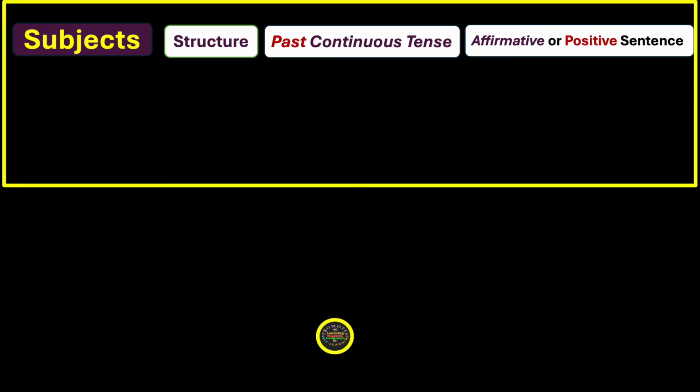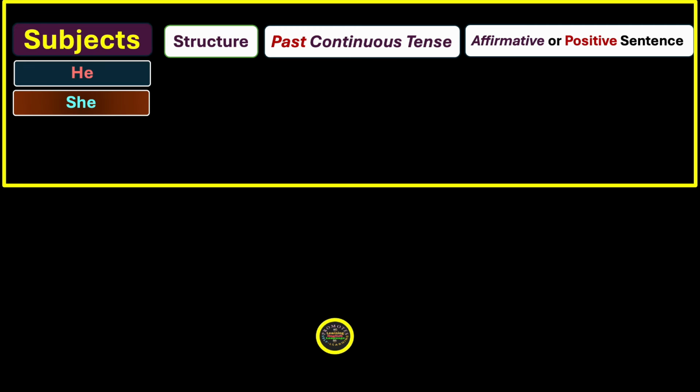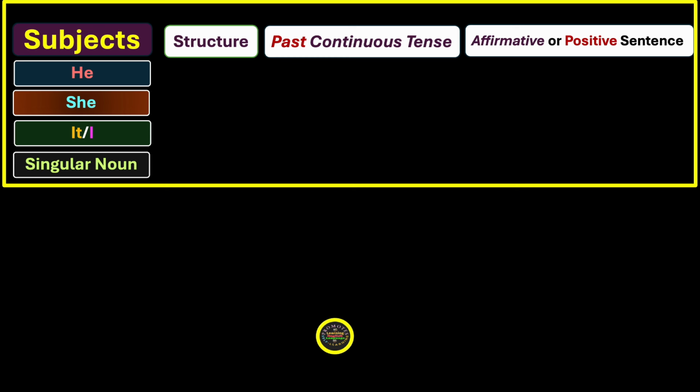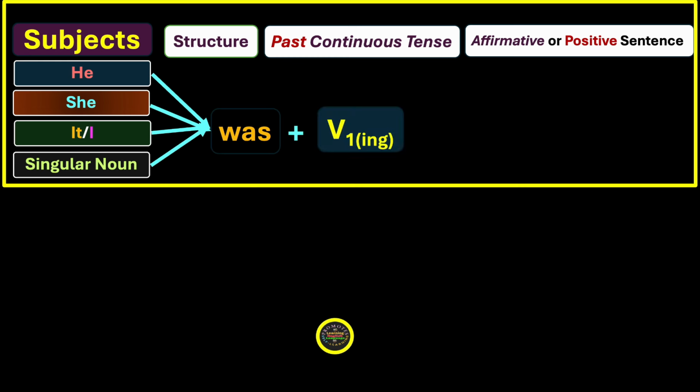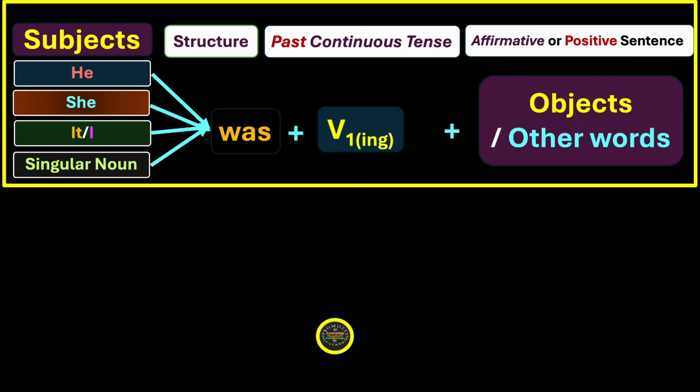If we have the subjects like he, she, it, and also I, and singular noun, we use was and then verb in the first form with ing, and then we have objects or other words. This is the first structure of past continuous tense.